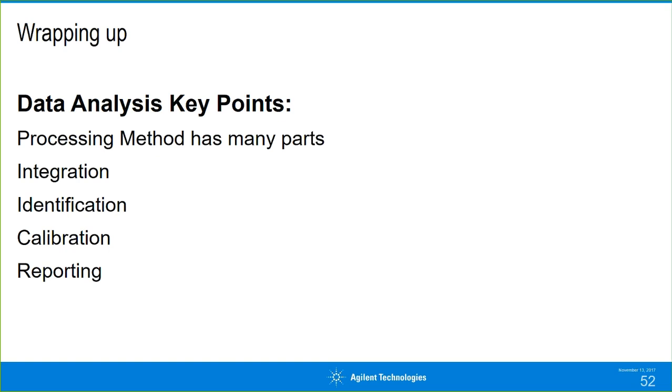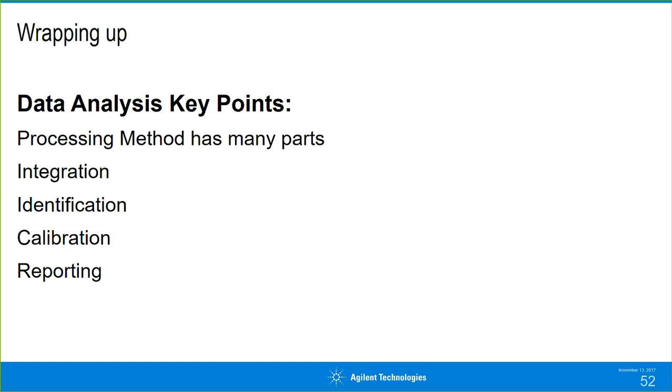All right, and then with data analysis, your processing method, you've got several parts within the processing method. You've got integration, manual integration that, as we saw, can be included into the processing method, but you are going to have asterisks beside those data files telling you this was manually integrated, right? So that's one thing to keep in mind there. The identification in the compound table, the calibration curve, some of the calculations, some of the external standards and how to create the levels.